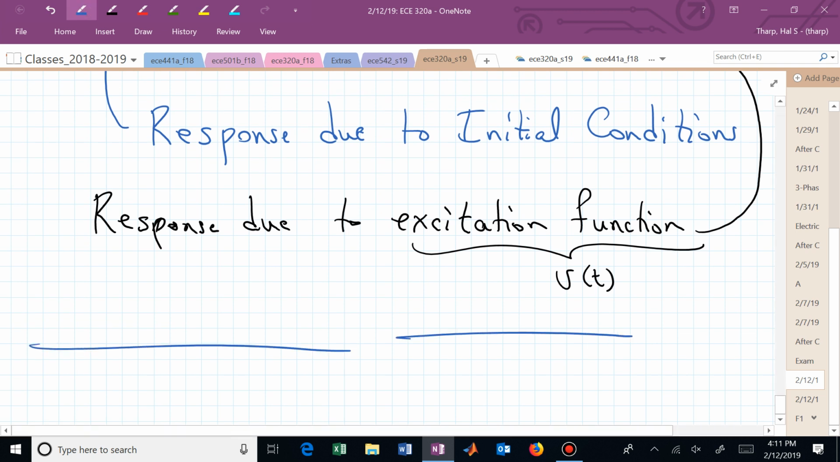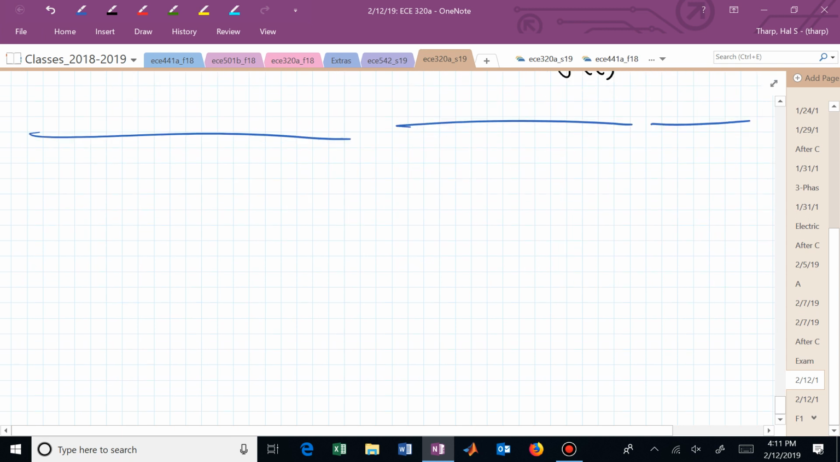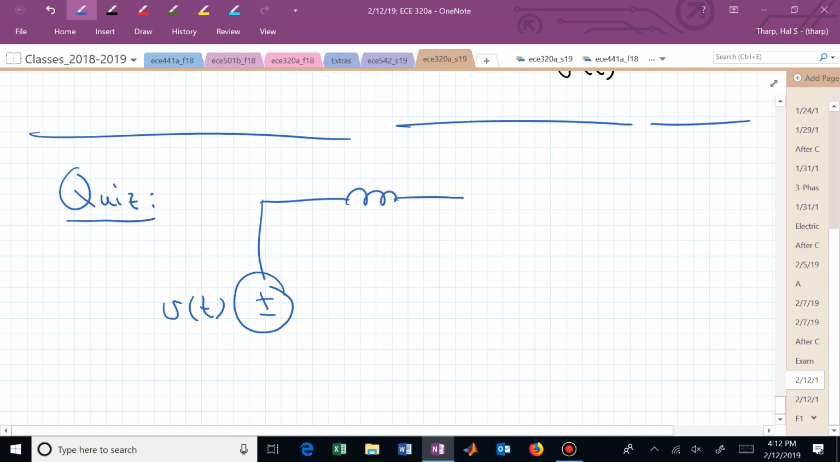Now you're ready to go. Now you're ready to show me what you can do with what we've learned so far. Here's the quiz, and I want you now to find the governing differential equation or equations for the following circuit. Here's a circuit with a voltage source, V of t. It has an inductor, it has a resistor, and it has a capacitor.